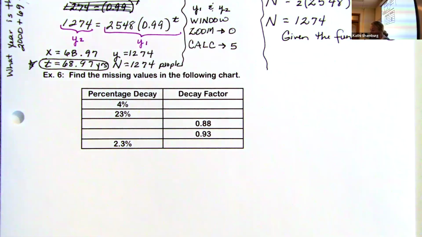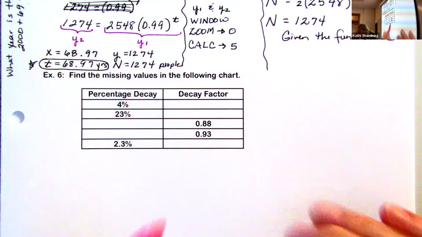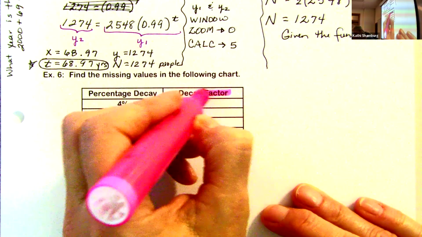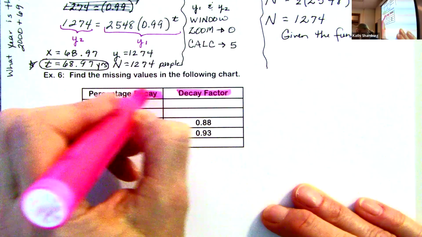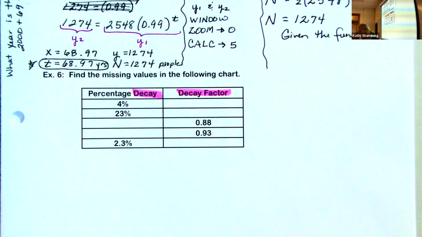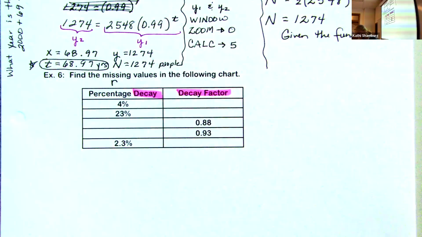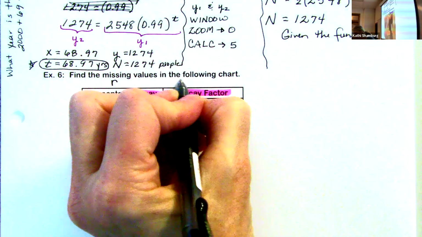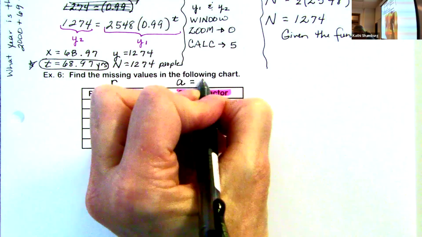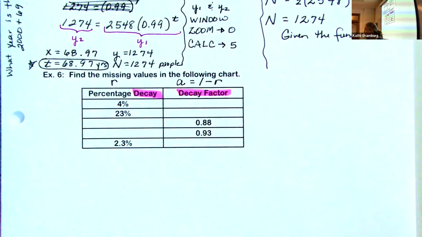way, okay? All right, so we've been talking about decay, and we know that decay means that our factor is less than 1. Again, percentage decay, this is your rate. And your decay factor is A, and for decay, that's 1 minus R.